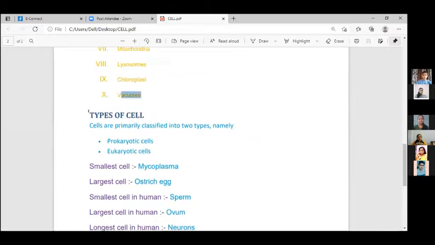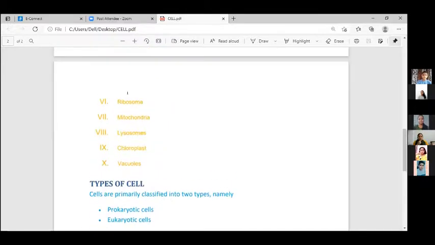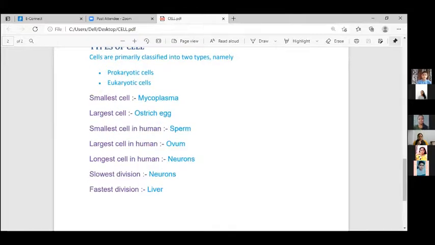Next is types of cell. There are two types of cell: prokaryotic cell and eukaryotic cell. Prokaryotic cell, ma'am, in which there are not any well developed organelles, and in eukaryotic cell there are double membraned and very developed organelles. And next difference is that prokaryotic cell has nucleolus only and has DNA and some other materials, and in eukaryotic cell all the nucleus parts are present.